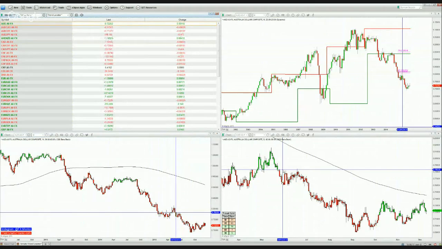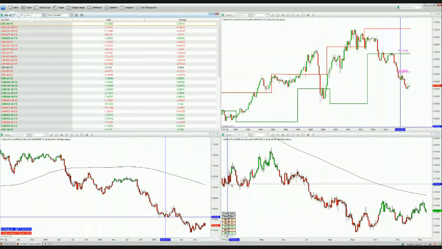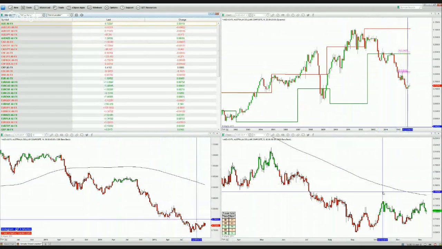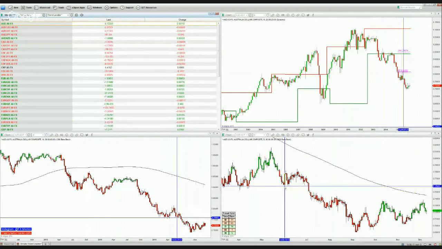So the first thing we need to look at is the 200 moving average. We've got the 200 moving average on the weekly, and we've got the 200 moving average on the daily. What the 200 moving average gives us is the direction of the major trend. It really gives us the bias. So if price is trading below the 200 moving average on both time frames, then we're in a bear market and we have a bearish bias.